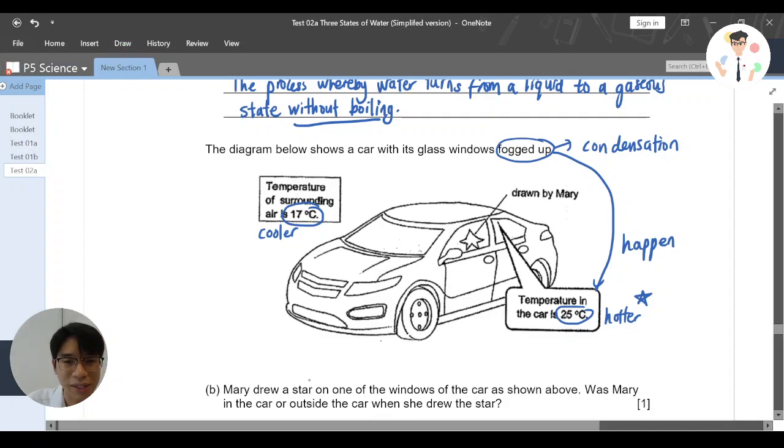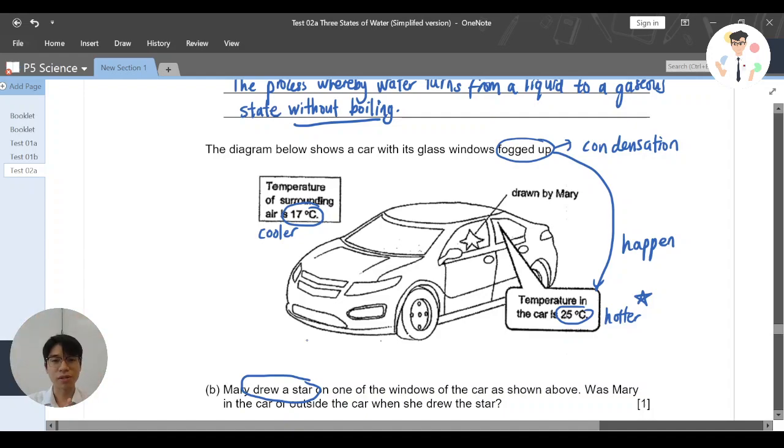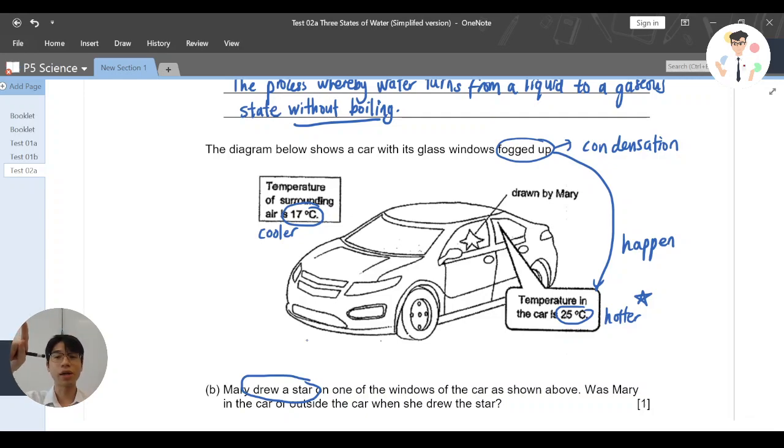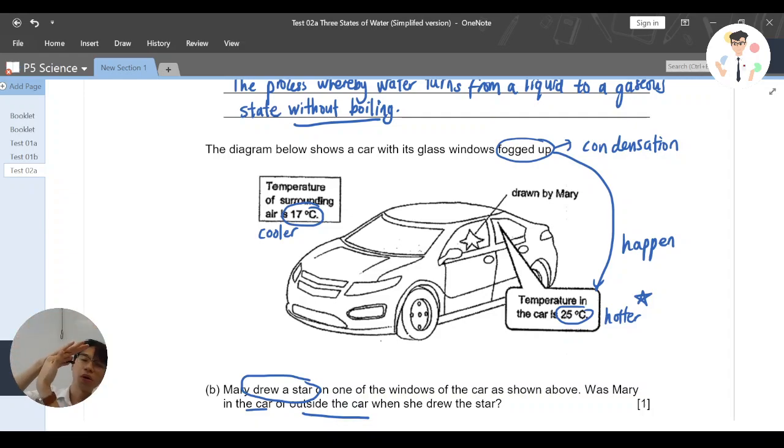Now, here it says Mary drew a star. You need to understand how she actually drew the star. Because some of you say, oh, use crayons, use colored pencil, use marker pen. No, no, no. The window is actually already fogged up, meaning there are tiny water droplets, but this person used a hand to draw the star. When the question asks, Mary drew a star on one of the windows of the car as shown, was Mary drawing in the car or outside the car? Actually the question is asking whether the fog up happened inside of the glass window or outside of the glass window.